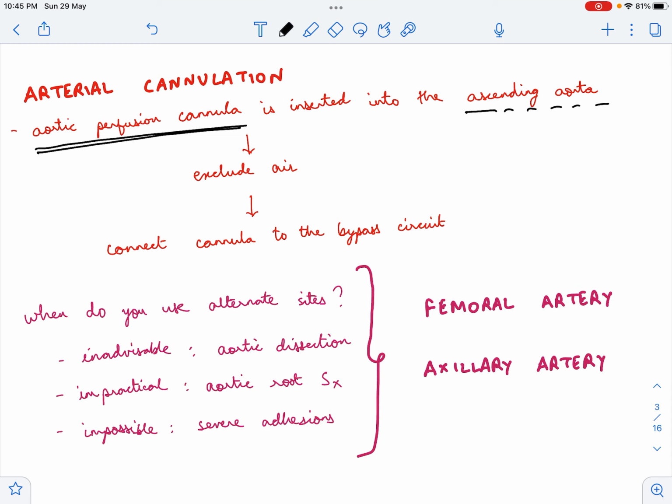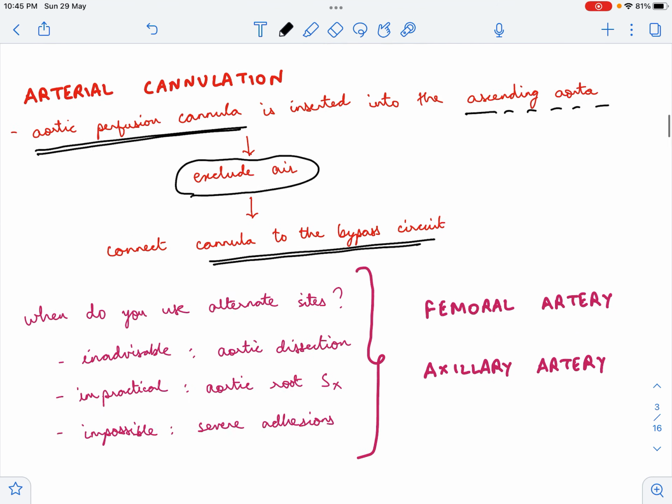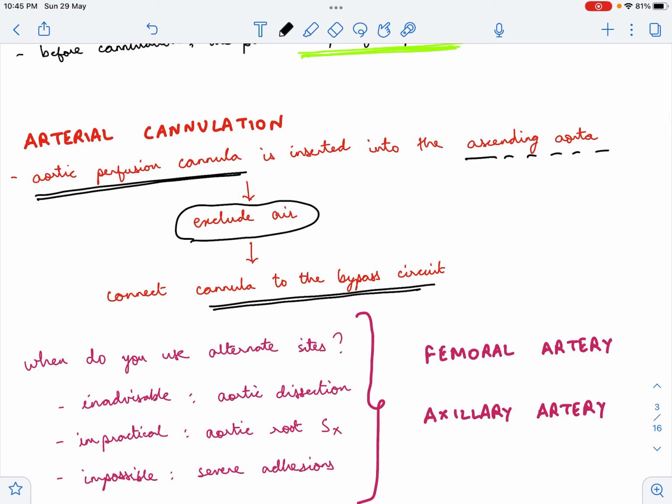Now once you insert the cannula, you hold it in place via a purse string suture, then you exclude air because you do not want an embolism. You exclude air from the circuit, from the cannula, and then you connect the cannula to the bypass circuit. So far, where have we come? Till where have we reached? We've made the incision, we've exposed the heart, and we've cannulated one vessel so far, which is the ascending aorta, and we've connected the cannula to the bypass circuit.